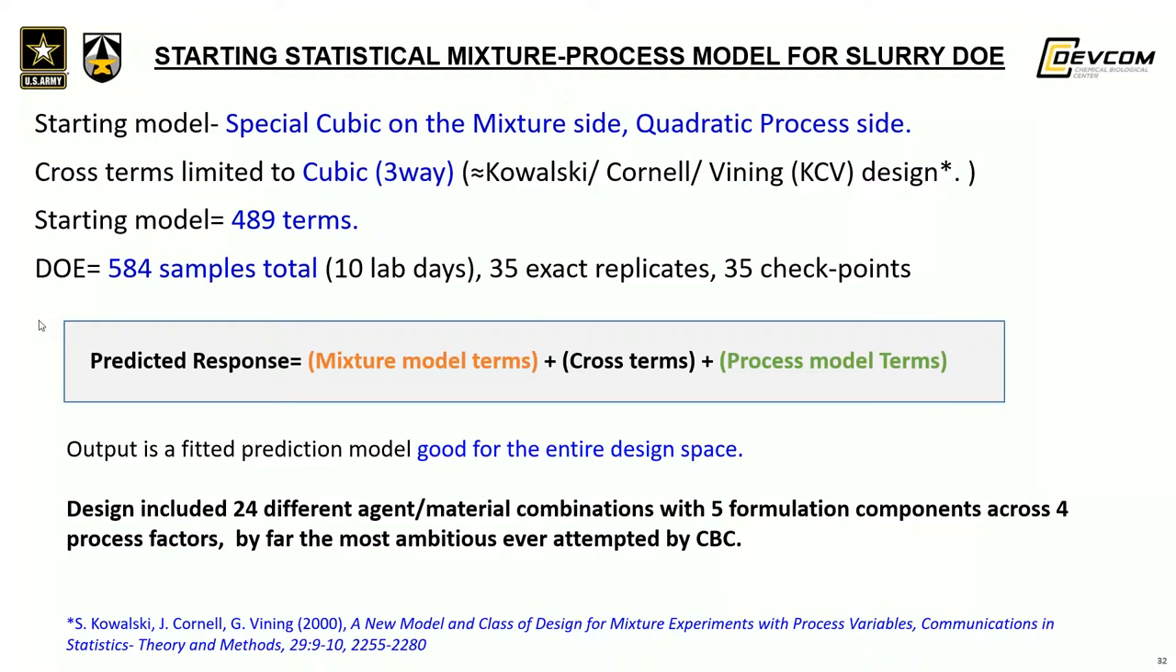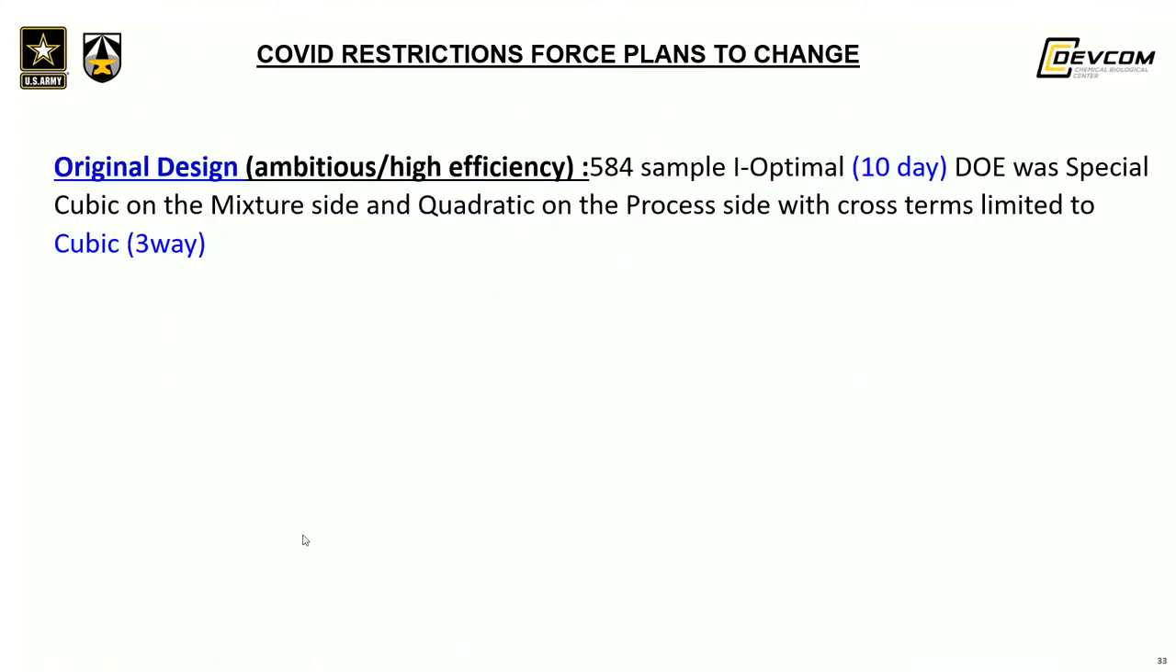And the starting model was 489 terms, a huge model, 584 samples, which was going to take us 10 days to run. We had 35 checkpoints in there. And the output would be a great model that's going to optimize this formulation. And by far, this is the most ambitious mixture process that we've attempted, and maybe that's been attempted at APG, quite probably is. Then we got a curveball. This is in March of 2020, maybe June or January 2020, we put this design together.